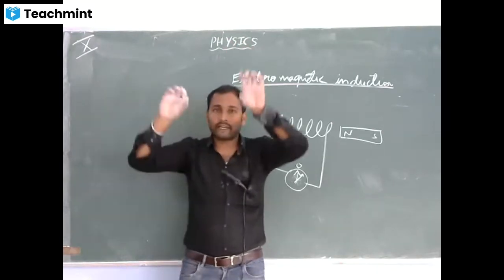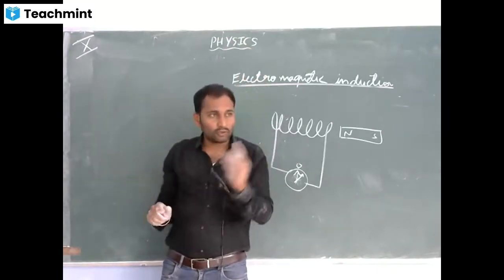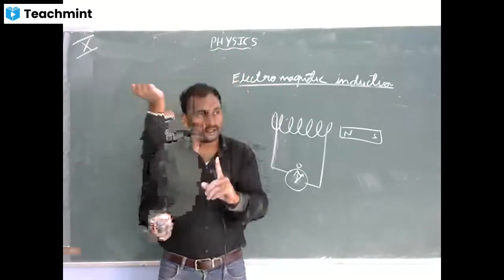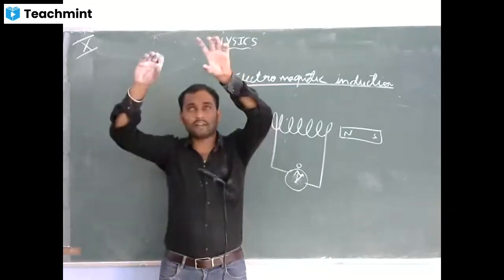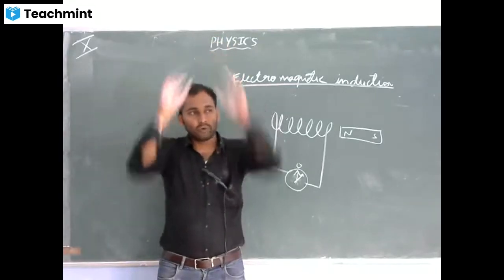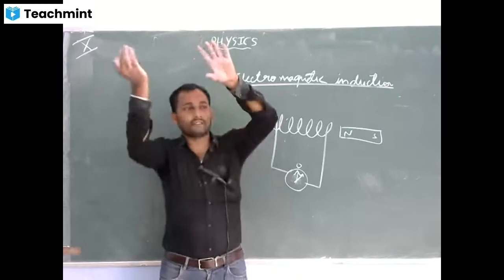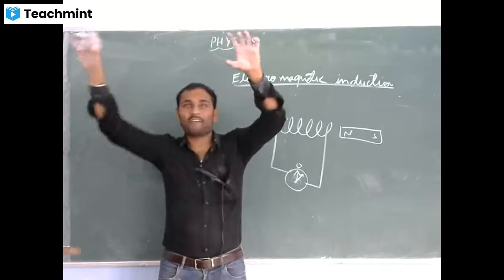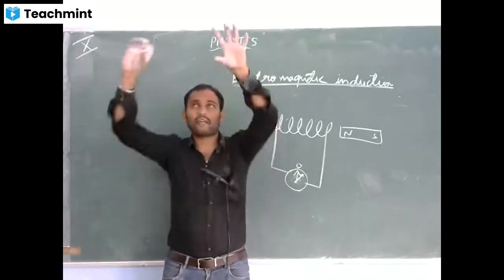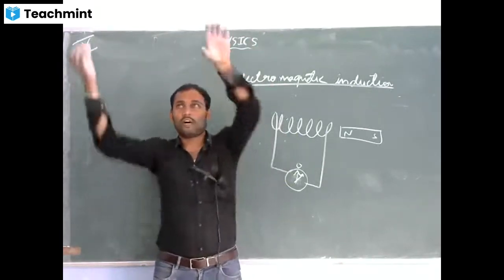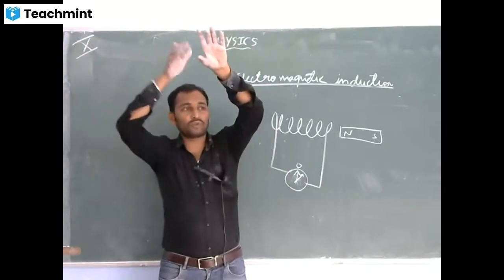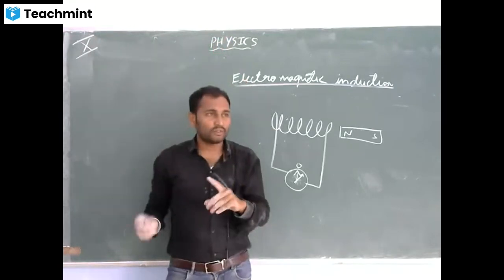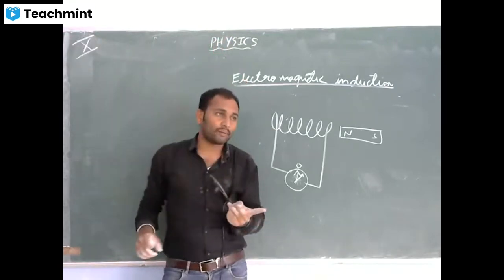Now I will take the north pole and move it, the deflection is only a little bit. Next I will reverse that, I will move it inside, the deflection is opposite. Next I will increase the strength of the magnet, I will move, the deflection is a little bit more. I will reverse this, the deflection is opposite, a little bit more. I will increase the number of turns of the coil, I will move it, the deflection is more. I will reverse this, the deflection is more. I will increase the speed with which the magnet moves inside the coil, the deflection is more. I will reverse it, the deflection is more in the opposite direction.